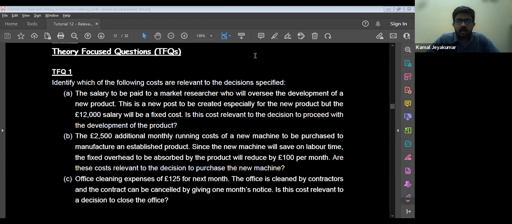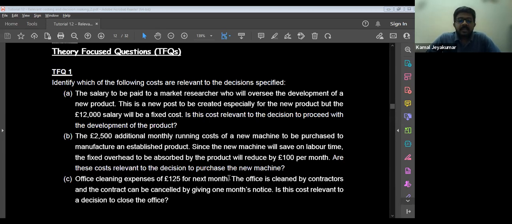Scenario C, guys, can you all put answers for scenario C, whether the 125 pounds is relevant or not? Okay, some people are saying not relevant. Now look at this, read this question carefully, guys.